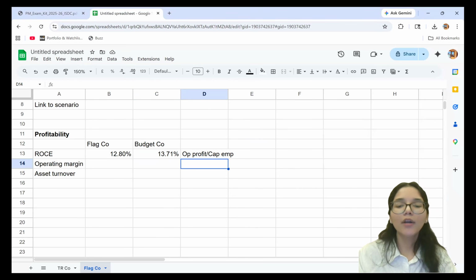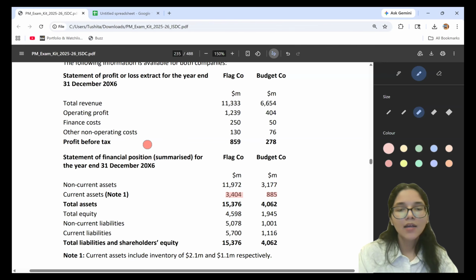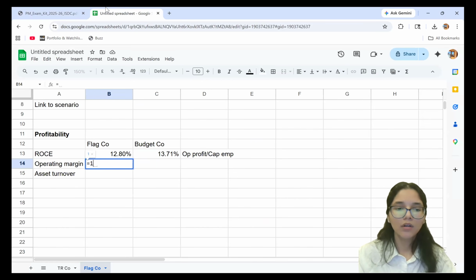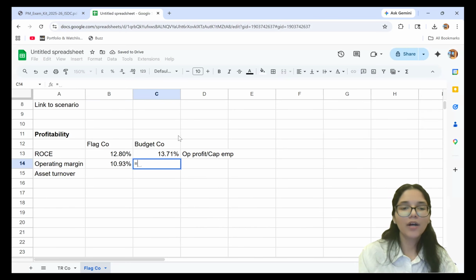That's great. Now talking about the operating margin. What's the formula that we use for the operating margin, guys? Quickly tell me. Operating profit divided by revenue. We have all of this information given to us. So you have the operating profit of 1239. You divide this by your total revenue of 11333, and again you convert it to a percentage, and 10.93 is what you arrive at.